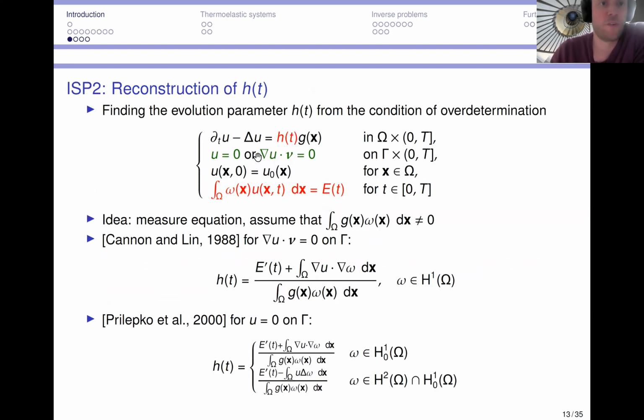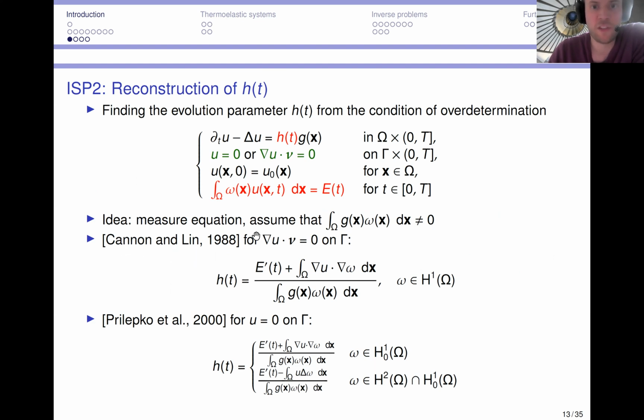Okay, let us now focus on the second inverse source problem, the reconstruction of the time-dependent part of the source. This can, for instance, be done on the basis of this energy measurement. This omega function is called a weight function. And the basic idea here is that we multiply the PDE with this function and then integrate the equation over the space domain. So we will have to assume here that this integral is not equal to 0. And depending on the boundary condition, it's a different situation.